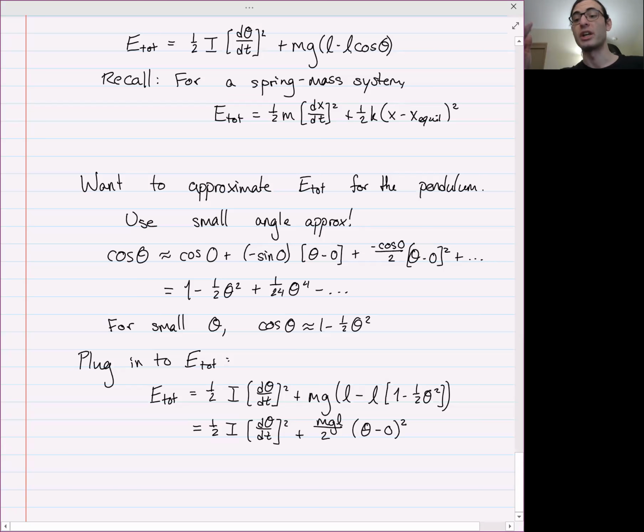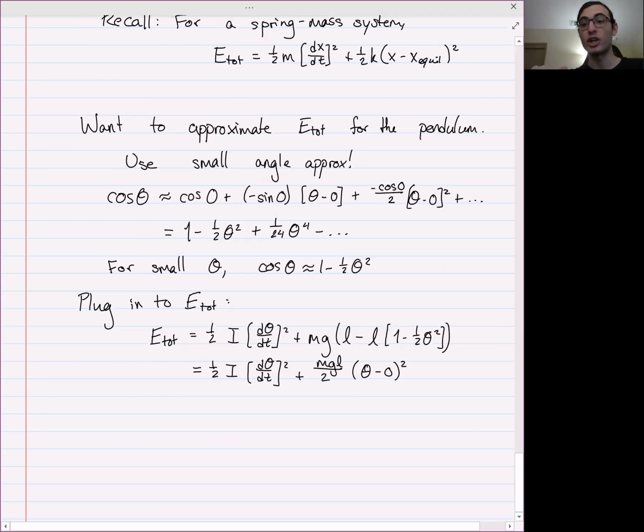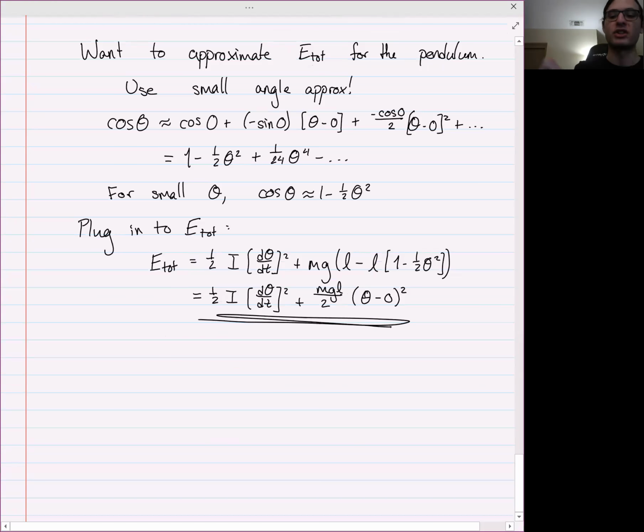Assume that we're always working in radians. Everything is in radians. Imagine that degrees don't even matter, because the argument of a sine, the stuff that you plug into a sine or a cosine, should always be in radians. And so importantly, this matches the energy of a simple harmonic oscillator.